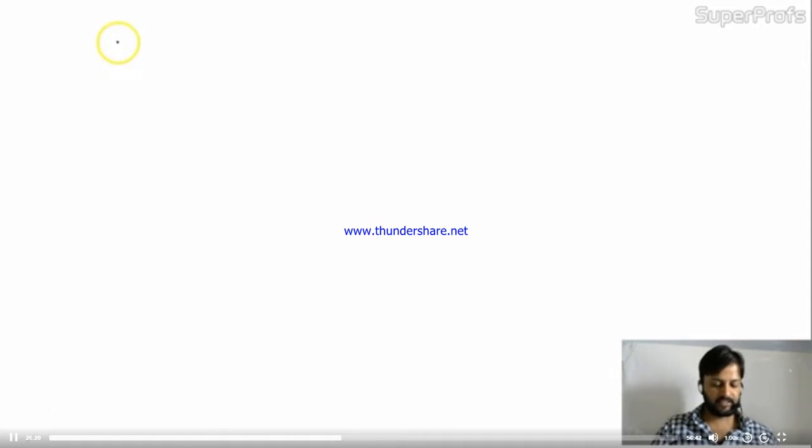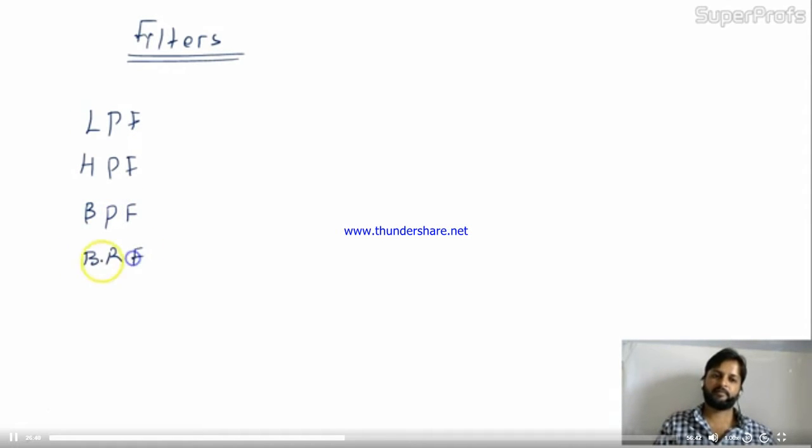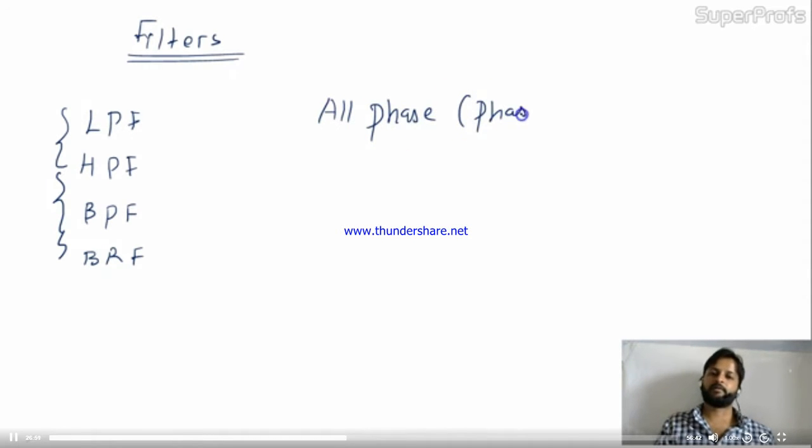So the third topic of the day is filters. I think you have heard of so many filters: LPF, low pass filter, high pass filter, band pass filter and band reject filter. In all these filters we check the amplitude or magnitude, but in the all pass filter we deal with the phase change only. So let me start the filters. We'll see some circuits for all filters, so it will be clear to you.